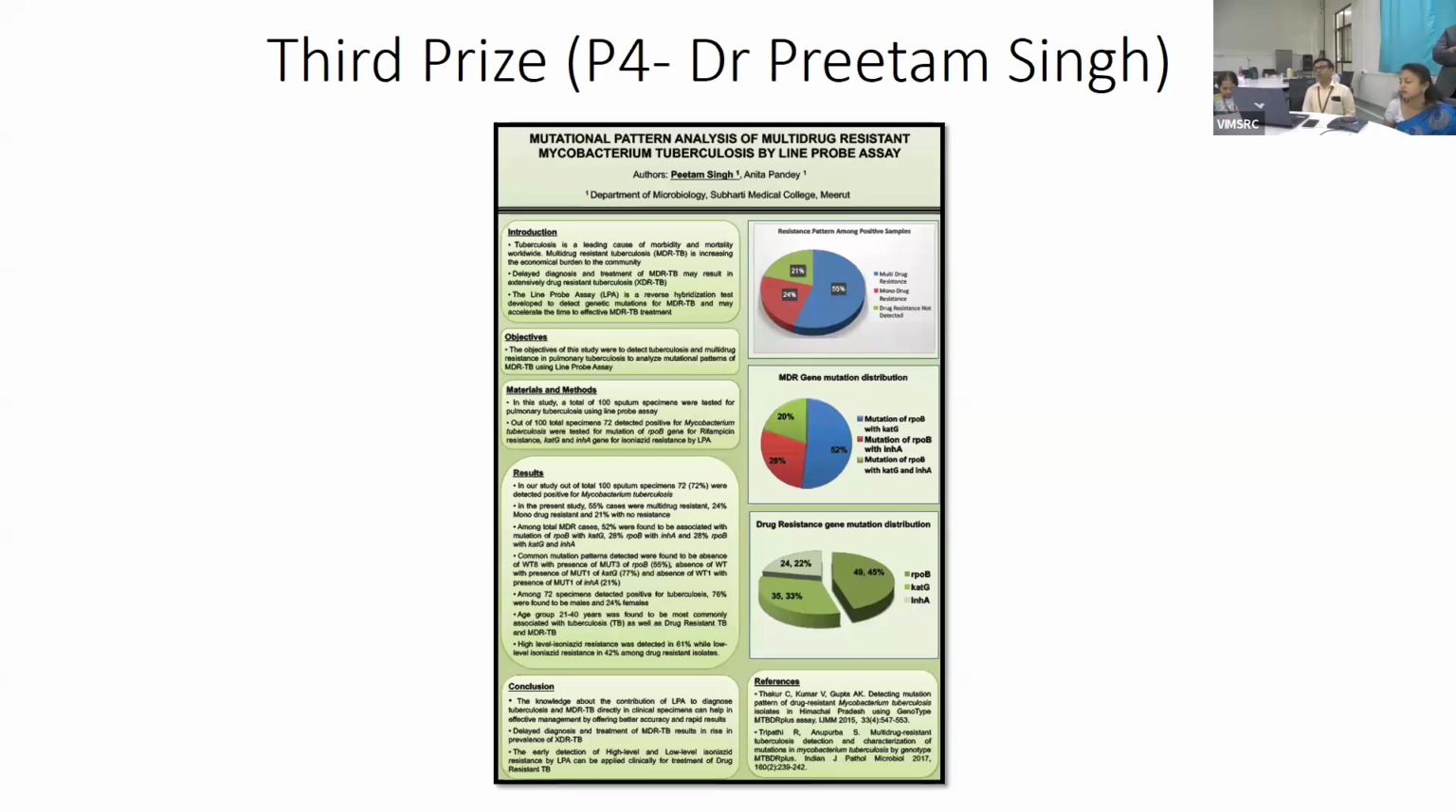The only limitation we found was that it was not extended for second line drugs. It was only for the first line drugs. So we suggested him to do further study on this to detect the extent of the mutational resistance available for MDR-TB. So the third prize goes to Dr. Preetham Singh. After this, we had received almost 15 other presentations. All were good, but need further studies or change in methodology, etc., which we have suggested. Thank you all.